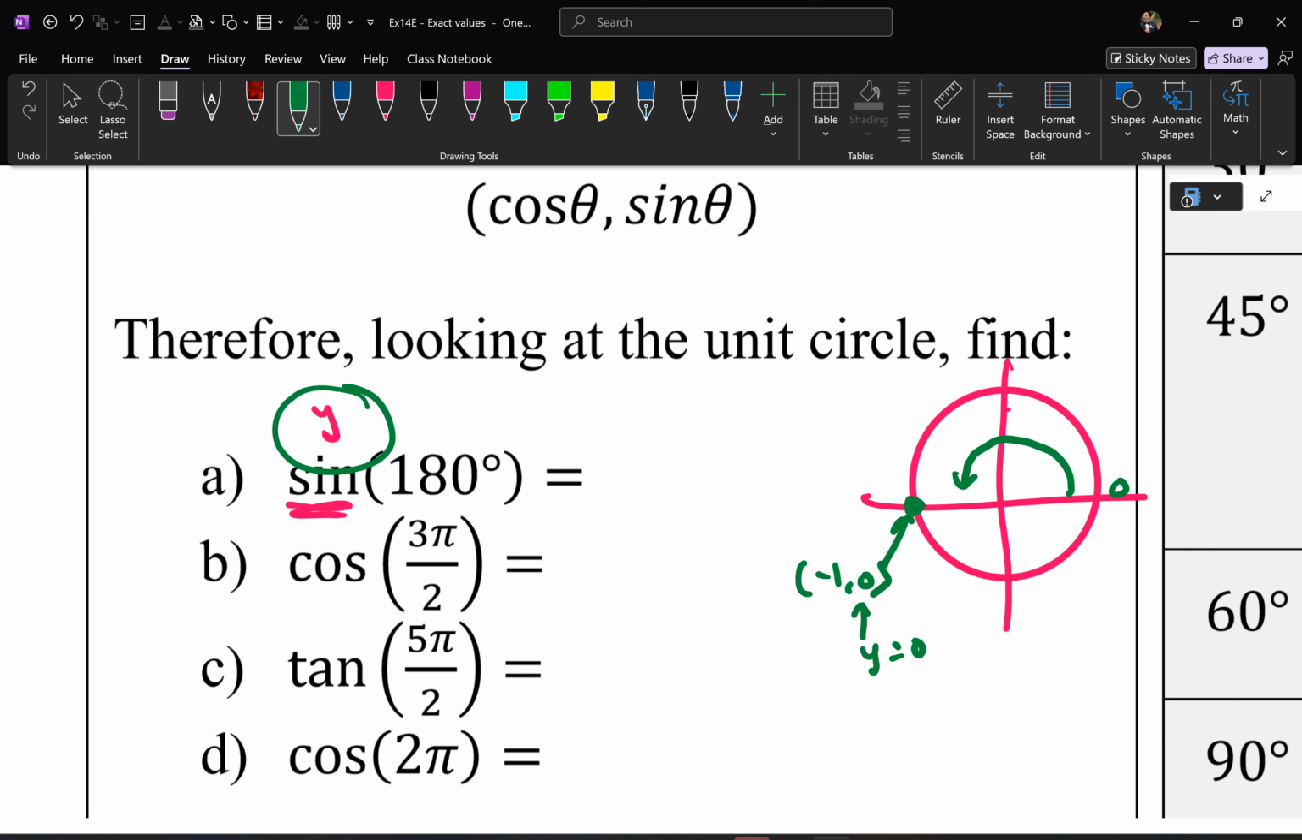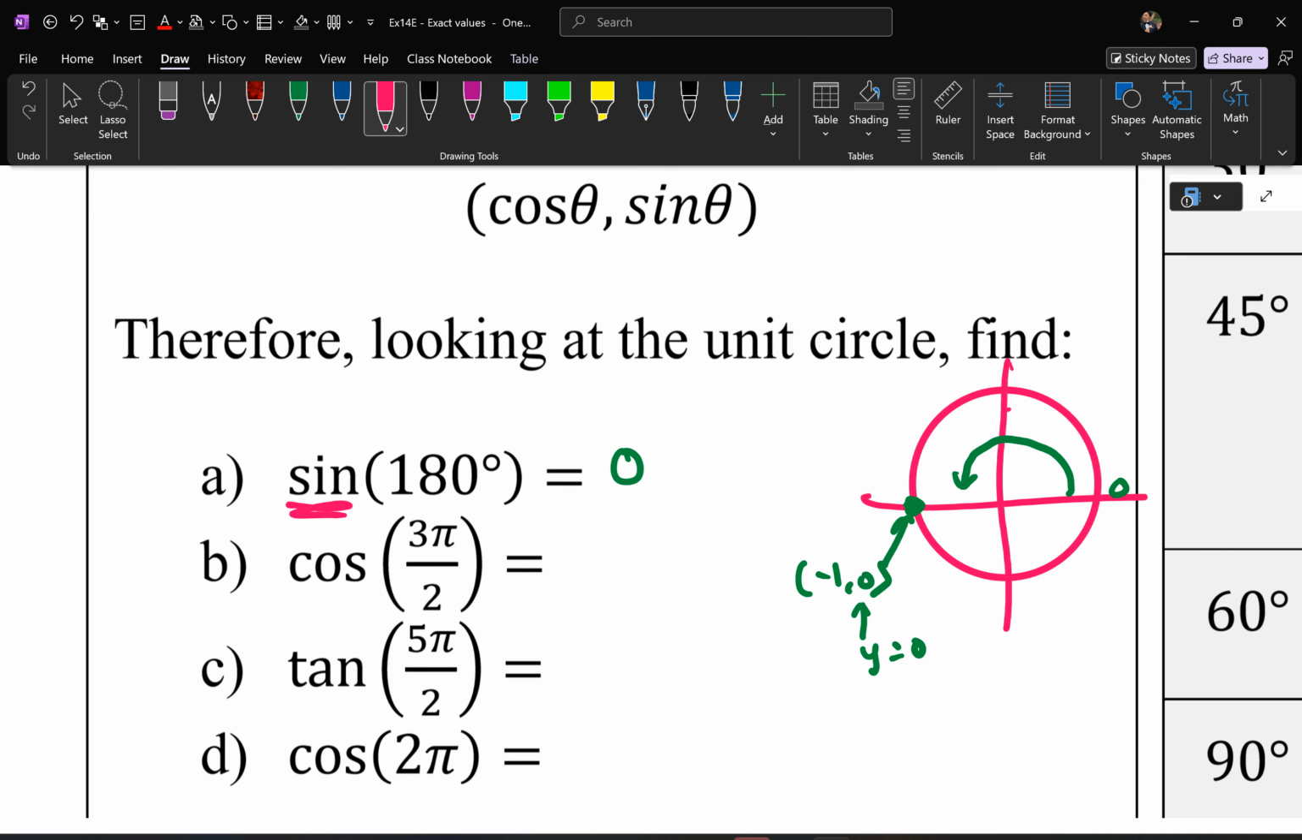So when we say, what's sine of 180? The answer is 0. That's all it is. You're not doing anything more complicated. You're just reading the X, Y, and gradient coordinates. Do the next one. Cos of 3 pi on 2.